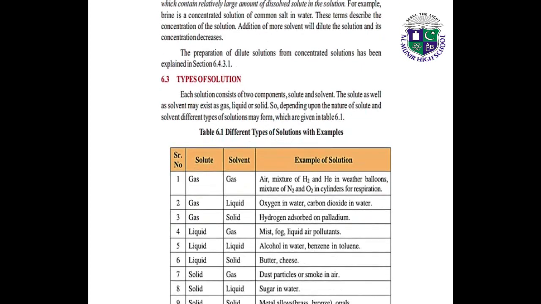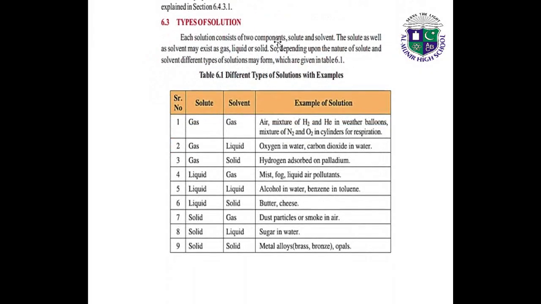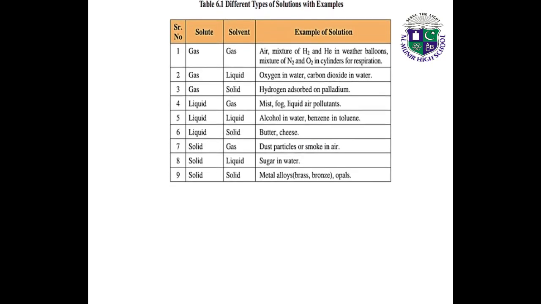Types of solution. Each solution consists of two components, solute and solvent. The solute as well as solvent may exist as gas, liquid or solid. So depending upon the nature of solute and solvent, different types of solutions may form. So here we have the table which shows gas to gas, gas to liquid, gas to solid, liquid to gas, liquid to liquid, liquid to solid, different combinations of solute and solvent and their examples.